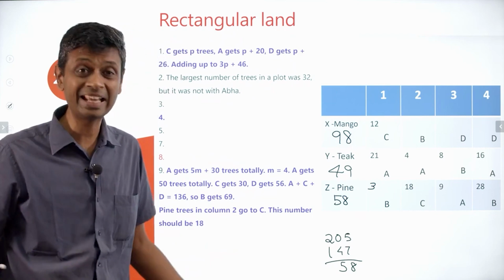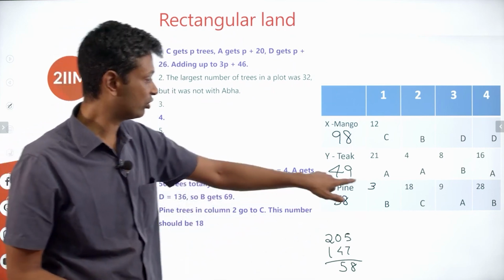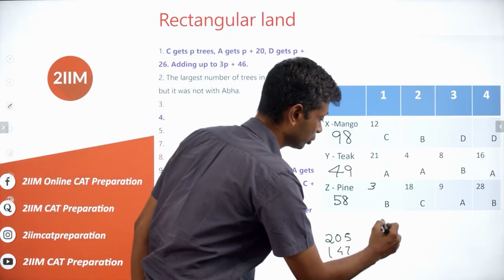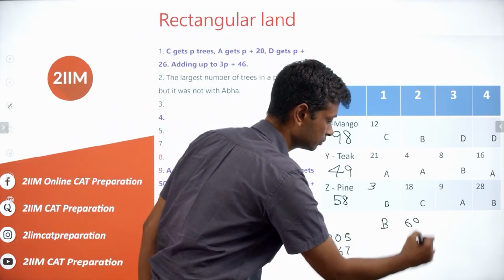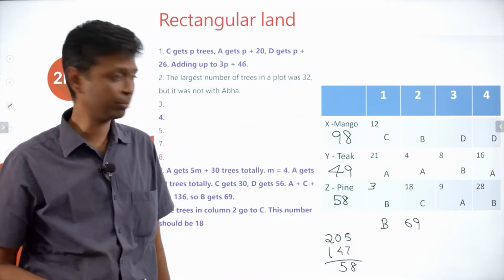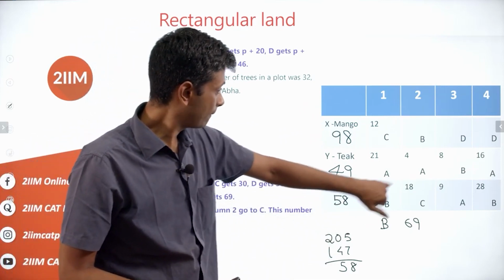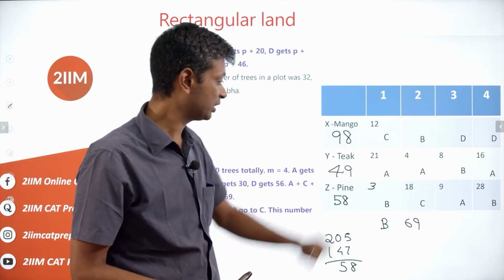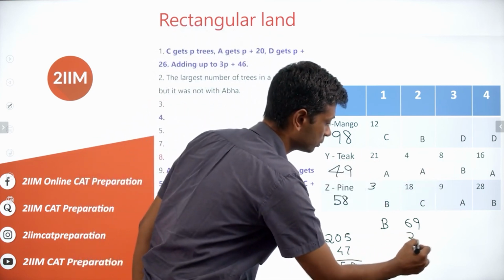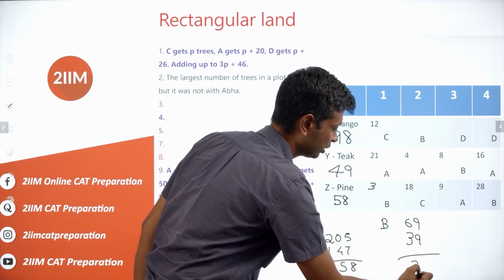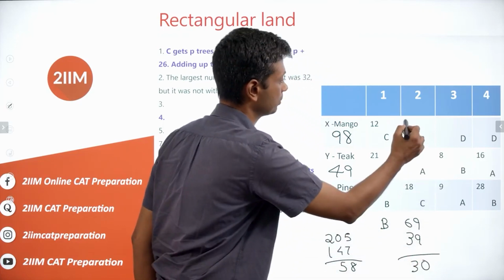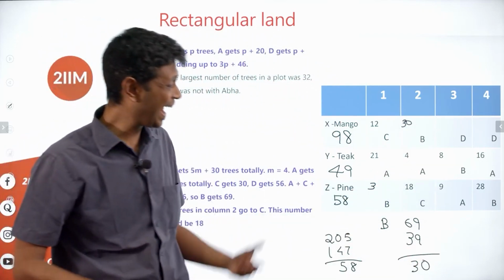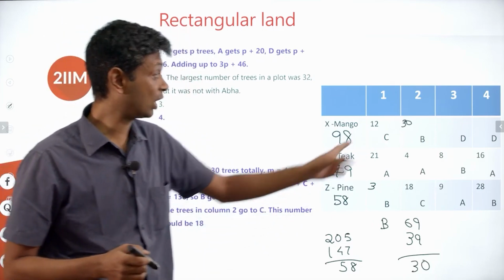We've got practically everything going for us. If this is 3, we can find this number because we know B totals up to 69. We've already found that. So B adds up to 69. 3 plus 8 plus 28. 36 plus 3, 39. We've already accounted for. So remaining 30 sits here. Brilliant. So we've got everything going for us except those last two cells.